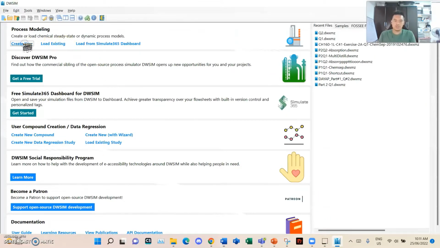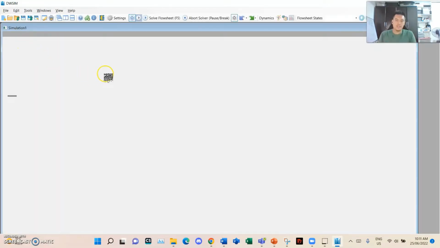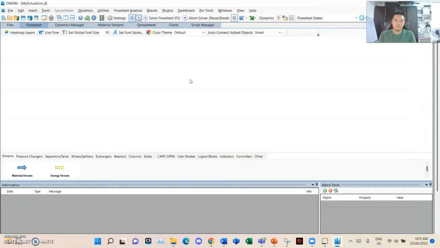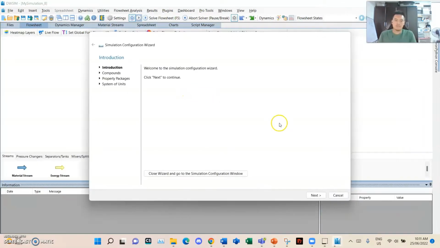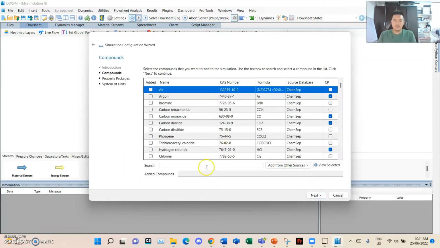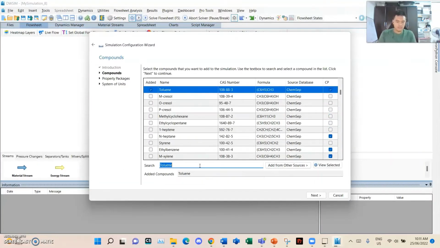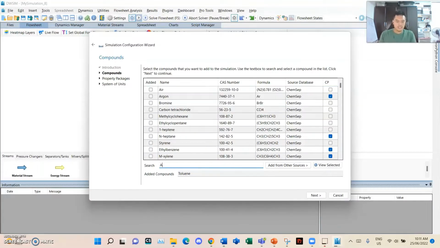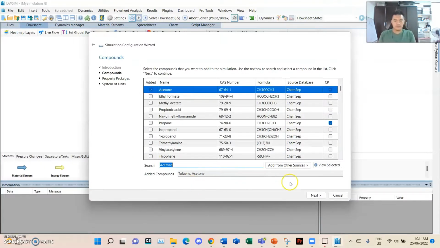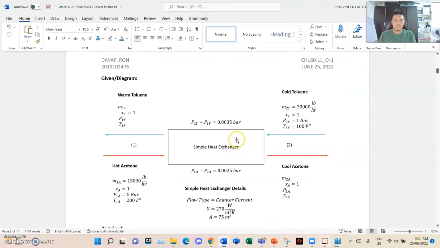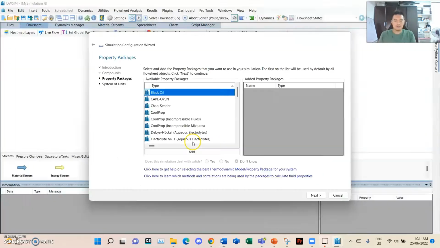First we need to create a new process model. And then we'll do the general procedure for DWSim. So after loading, we click next, and the following compounds are toluene and acetone. There you go. Next, the property package used is, according to the problem, Raoult's law.